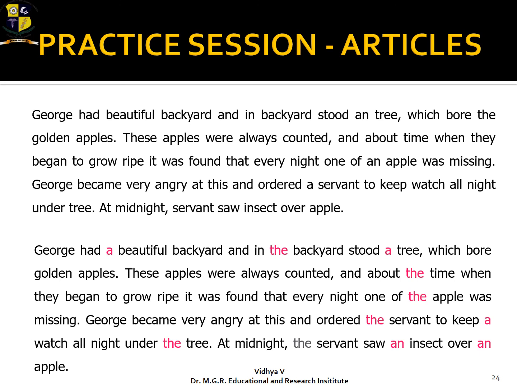So George had a beautiful backyard, and in the backyard stood a tree which bore golden apples. These apples were always counted, and about the time when they began to grow ripe, it was found that every night one of the apples was missing. George became very angry at this and ordered the servant to keep a watch all night under the tree. At midnight, the servant saw an insect over an apple.